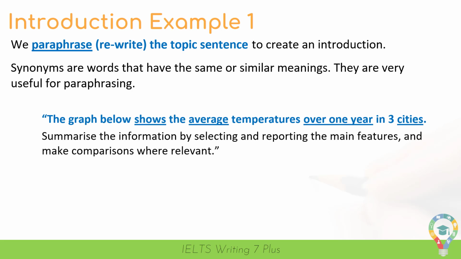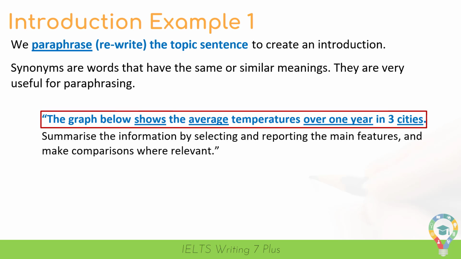Let's read this question now. The graph below shows the average temperatures over 1 year in 3 cities. Summarize the information by selecting and reporting the main features and make comparisons where relevant. So this is a previous IELTS Task 1 question. In blue, our topic sentence, I have underlined a few pieces of vocabulary that I will change. The rest I'll pretty much leave the same for my introduction.